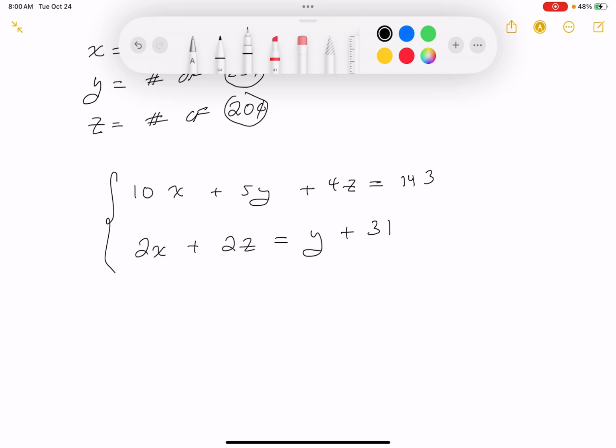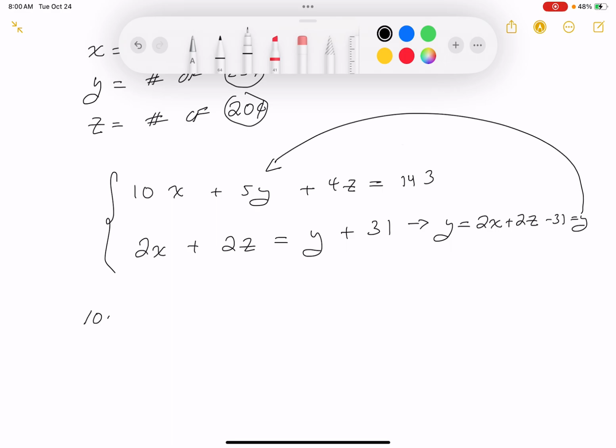So what I'm going to do is over here, I'll take this equation here and write down y equals 2x plus 2z minus 31 is equal to y. And then I'm going to take this thing here, I'm going to plug it in up here. Let me write this down for you. You get 10x plus 5, and let's write that down, it's going to be 2x plus 2z minus 31. All right, plus 4z equals 143.